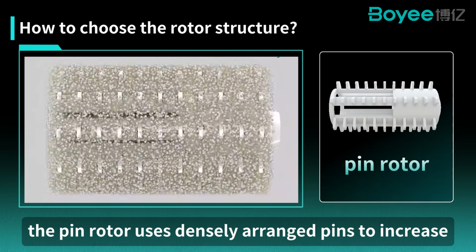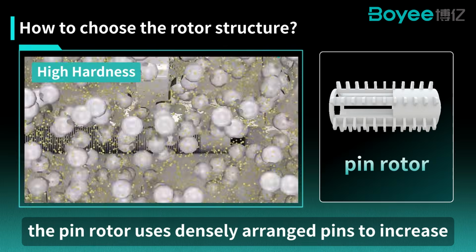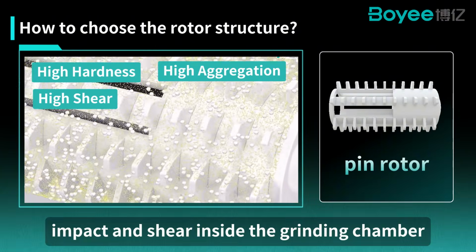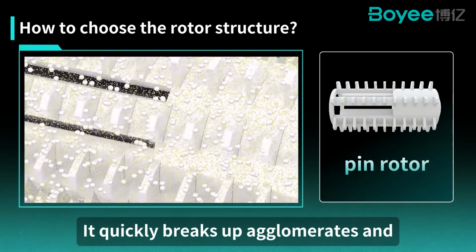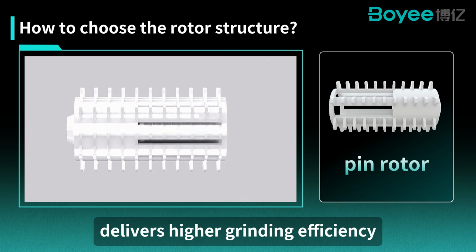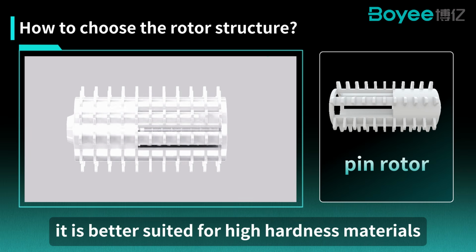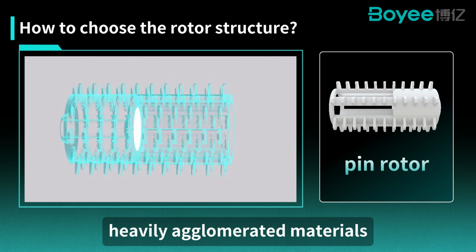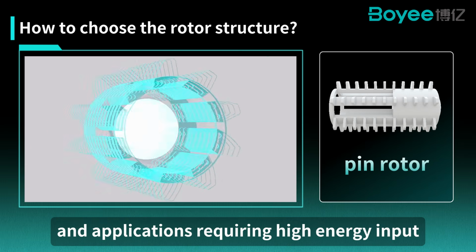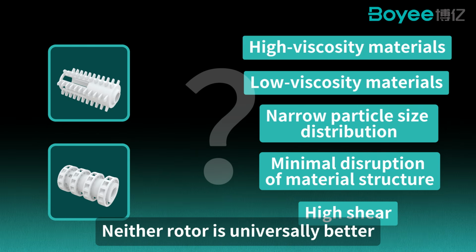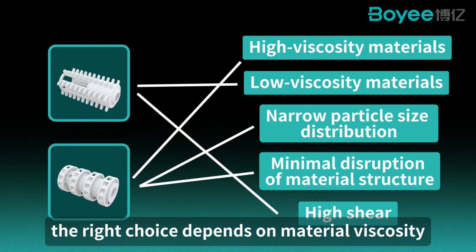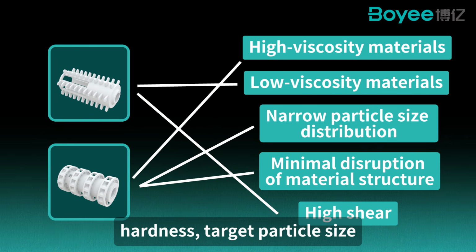The pin rotor uses densely arranged pins to increase impact and shear inside the grinding chamber. It quickly breaks up agglomerates and delivers higher grinding efficiency. It is better suited for high-hardness materials, heavily agglomerated materials, and applications requiring high energy input. Neither rotor is universally better. The right choice depends on material viscosity, hardness, target particle size, and production requirements.